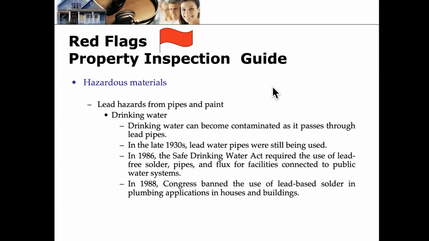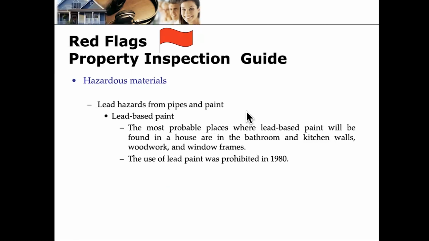Lead hazards also come from pipes. Drinking water can become contaminated if it passes through lead pipes. In the late 1930s, lead water pipes were still being used. In 1986, the Safe Drinking Water Act required the use of lead-free solder, pipes, flux, and fittings connected to public water. So they started taking effect in 1986 to get rid of lead. And that's a long time we had lead, and people had lead in their bodies. In 1988, Congress banned the use of lead-based solder in plumbing applications in houses and buildings. So the federal government got into it and started taking care of some of the lead as far as the water pipes.